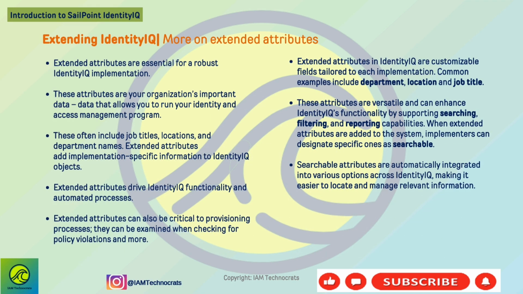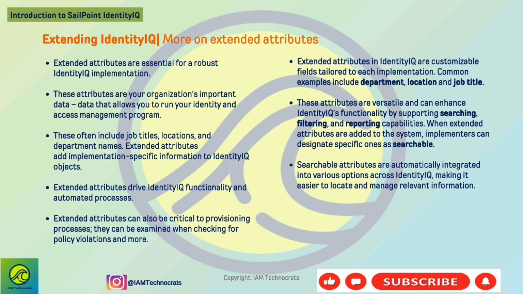More on extended attributes. Extended attributes are essential for a robust Identity IQ implementation. These attributes are your organization's important data, data that allows you to run your identity and access management program. These often include job titles, locations, and department names. Extended attributes add implementation-specific information to Identity IQ objects.